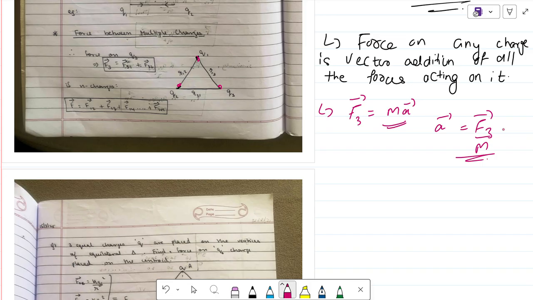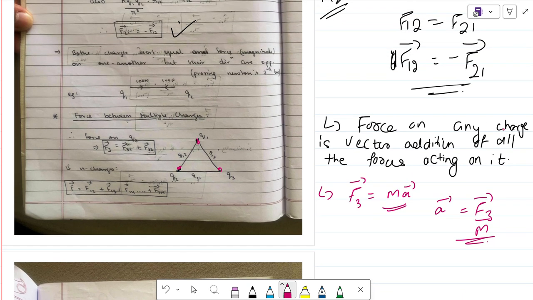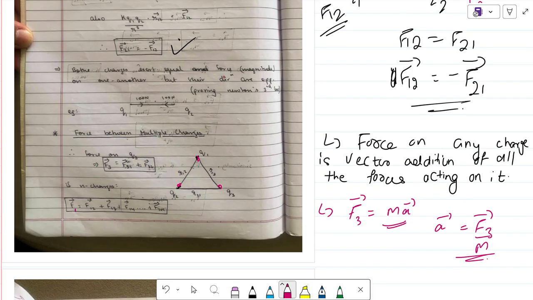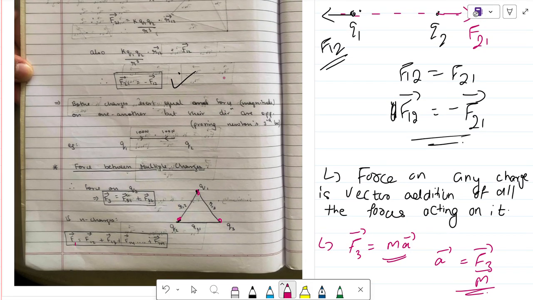Now, if there are more than three charges, for n charges present inside the system, the net force F1 is equal to force on 1 by 2, force on 1 by 3, force on 1 by 4, and up till the force on the first charge by n. So here F1 is the net force on the first charge. So this is the complete Coulomb's law, or you can say the concept of electrical force, the force between two charged particles or multiple charged particles. Now the next topic will move on to the electric field.